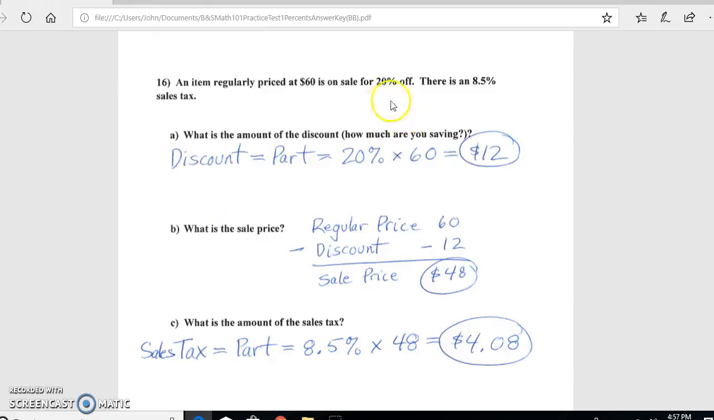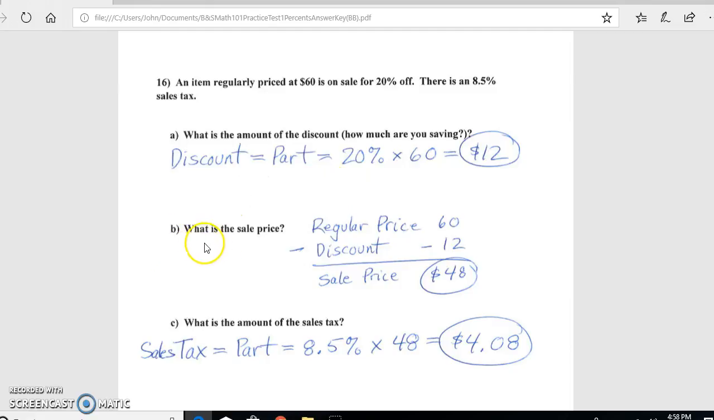So the discount, we're told, is 20% off of the $60. That's 20% of the $60 subtracted from the 60. So the discount is really the part, and we can use the part formula from our percent formula sheet, and that will find 20% of $60. We multiply 20% times 60, and we find the discount is $12. So that's $12 off, $12 savings.